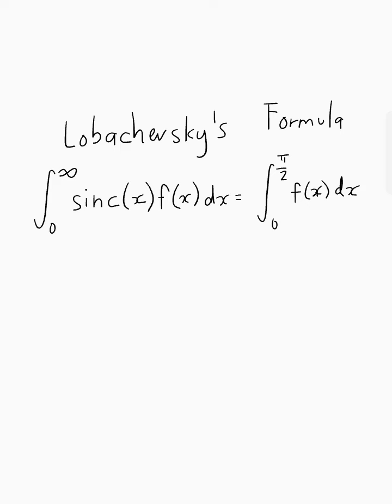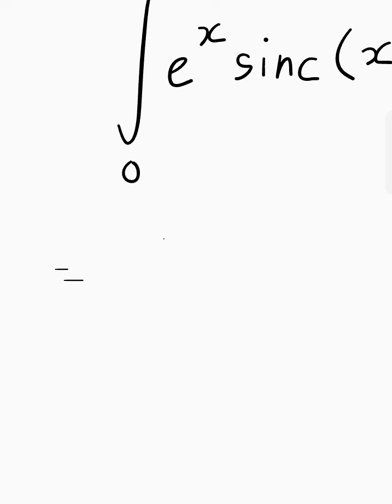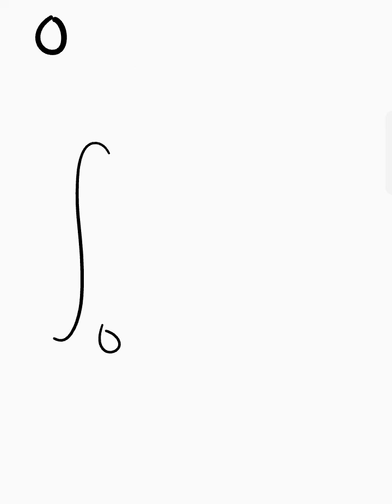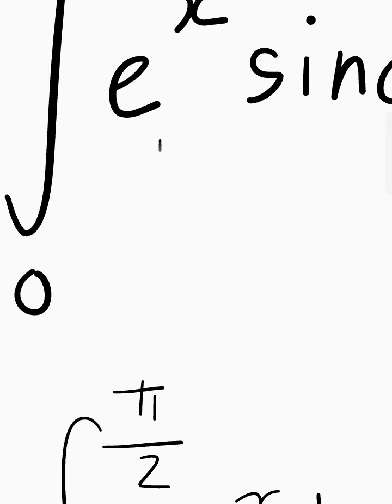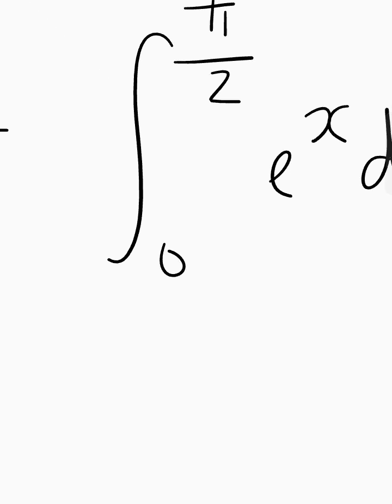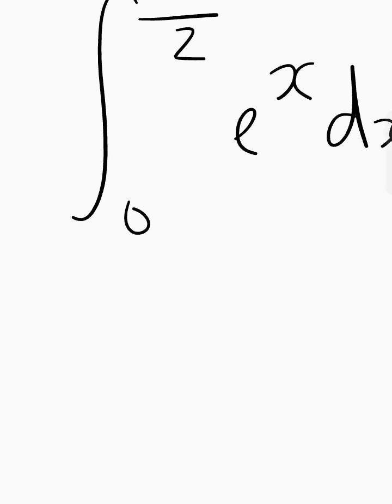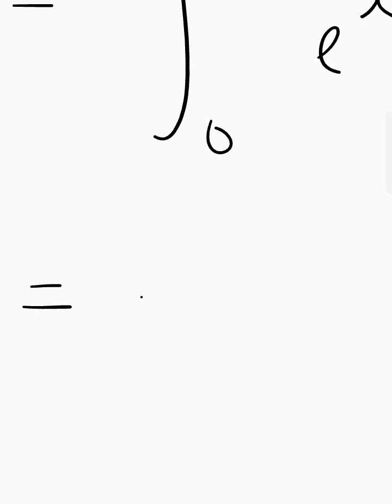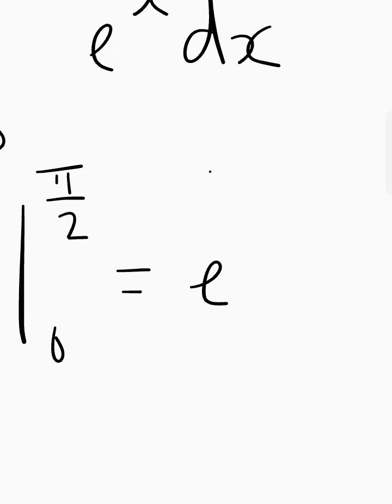So, knowing this, I can do the interchange of my limits and say that this integral is merely the same as the integral from 0 to pi over 2 of e to the x dx. Because my e to the x here is going to be my f of x, and of course my sinc function is going to stay the same. Of course, the integral of e to the x is simply e to the x. We're evaluating e to the x going from 0 to pi over 2, which is simply just e to the pi over 2.